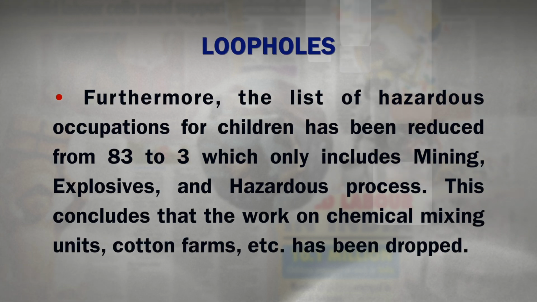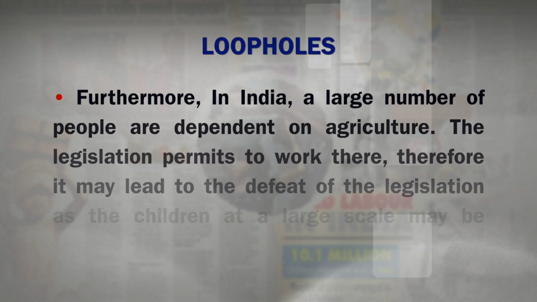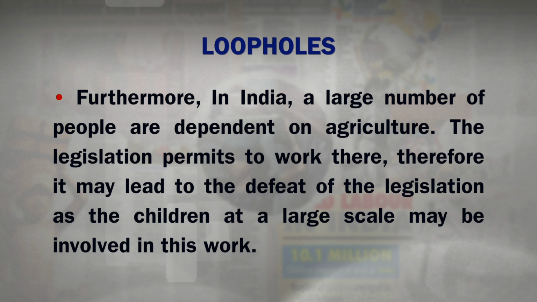Furthermore, the list of hazardous occupations for children has been reduced from 83 to 3, which only includes mining, explosives and hazardous processes. This concludes that the work on chemical mixing units, cotton farms, etc. has been dropped. Furthermore, in India, a large number of people are dependent on agriculture. The legislation permits work there. Therefore, it may lead to the defeat of the legislation, as the children at a large scale may be involved in this work.